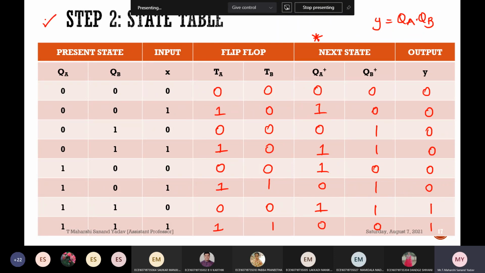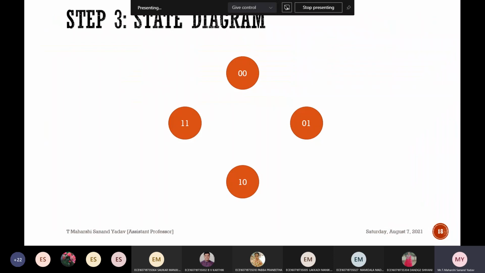So we are done with step number 2, which is the state table. The last one will be the state diagram. Simply check the present state and, depending upon input x, go to the next state. Here inputs and outputs are there, so you have to write 0/0 in this format: input x is equal to 0 and output is equal to 0. So that's the reason you have to write 0/0. By using that, you try to fill this particular state diagram.